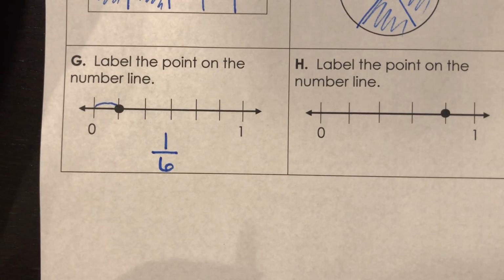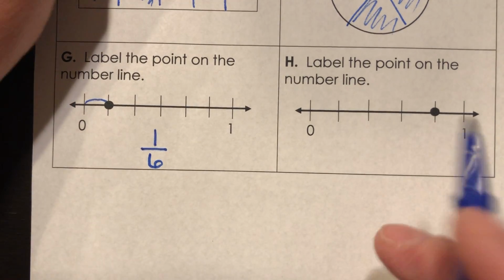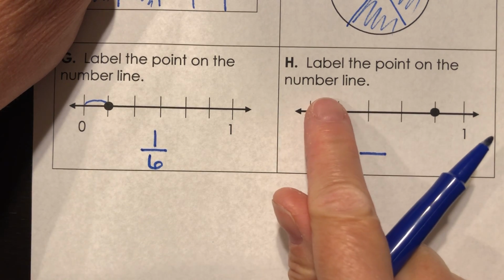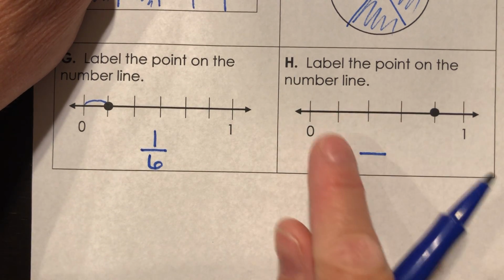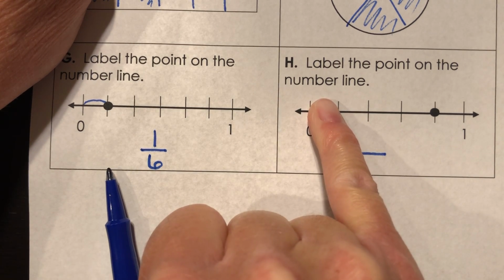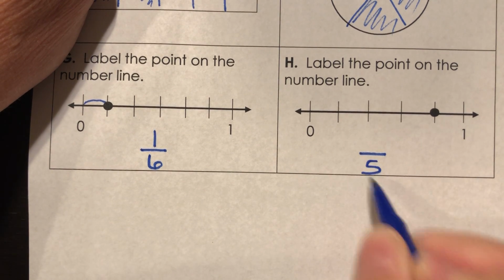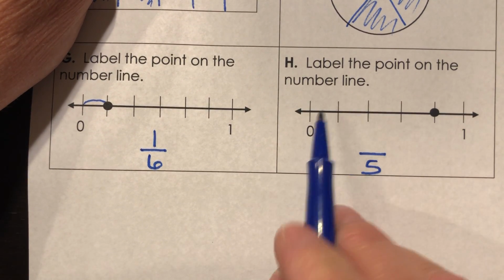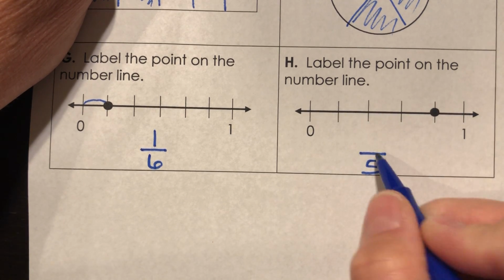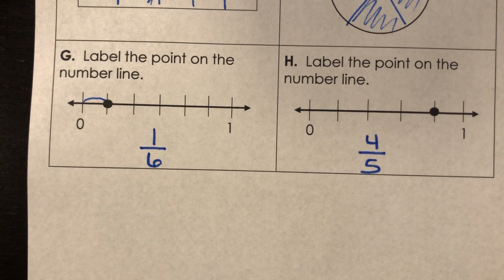Maybe try H on your own, so press pause, try it, and then press play, see if you're right. Okay, so for this one, I see the whole is cut up into 1, 2, 3, 4, 5. Notice I'm not counting the lines, I'm counting the sections between the lines. There are 1, 2, 3, 4, 5 sections between 0 and 1. And to get to this dot, I'd have to go through 1, 2, 3, 4 sections. So 4/5.